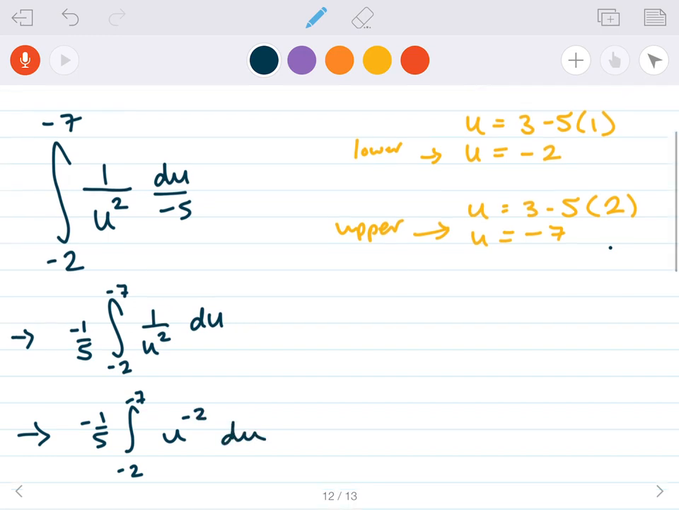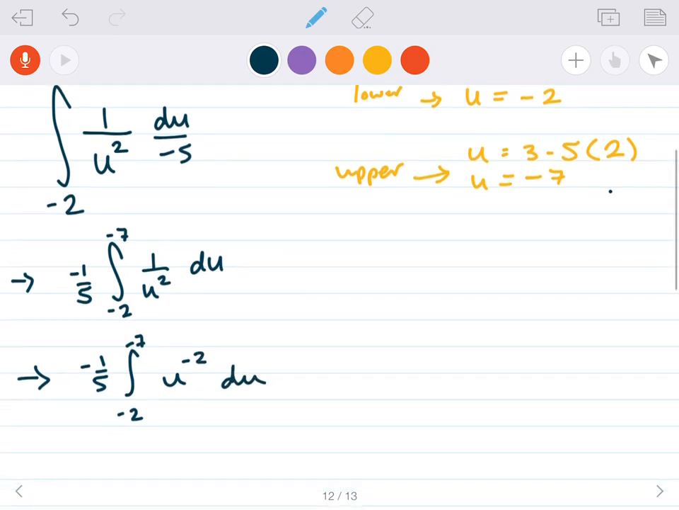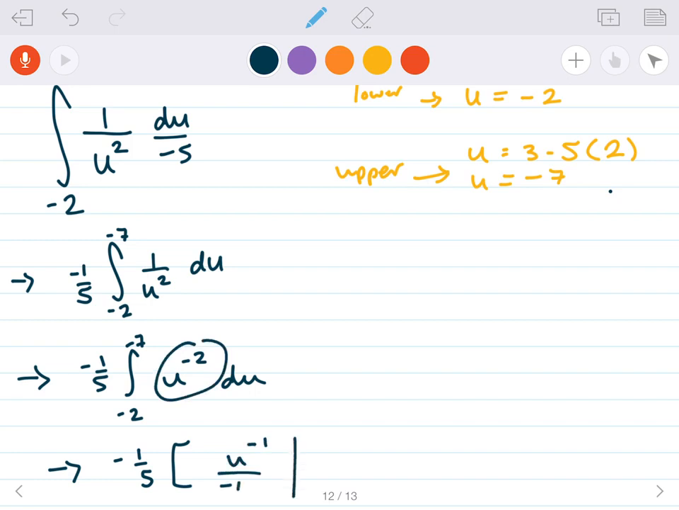All right, now I need to start the integration process. So I'm going to use the fundamental theorem of calculus to do this. I'm going to pull this negative 1/5 out, and I'm going to add 1 to the exponent, which is going to give me u to the negative 1 over negative 1. And by the fundamental theorem of calculus, I'm going from negative 2 to negative 7.